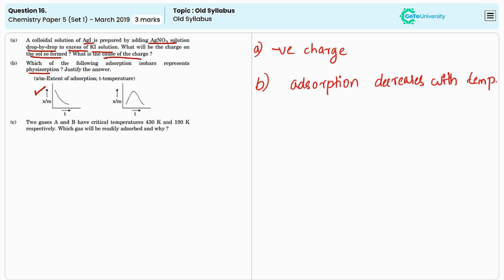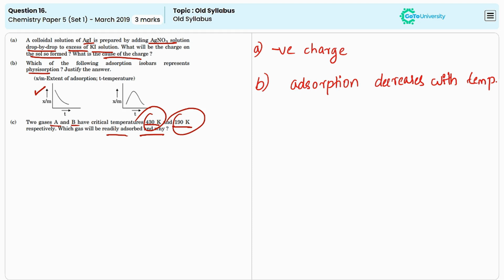The third question is, two gases A and B have critical temperatures 430 Kelvin and 190 Kelvin. We need to find out the gas which will be readily adsorbed and we need to provide the reason as well. It is given here the critical temperature of the gas A is 430 Kelvin and that of B is 190 Kelvin.